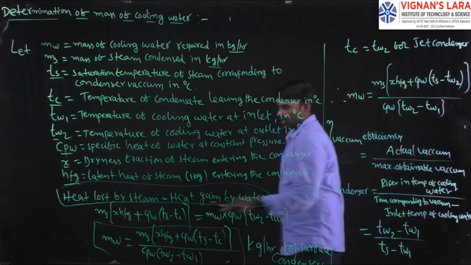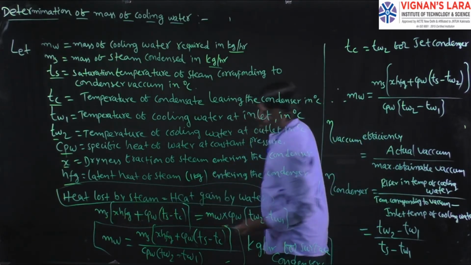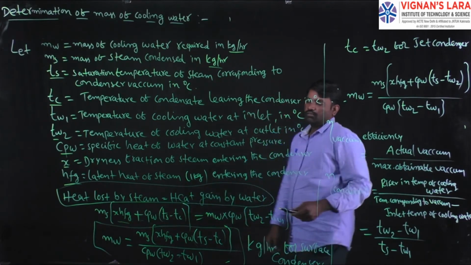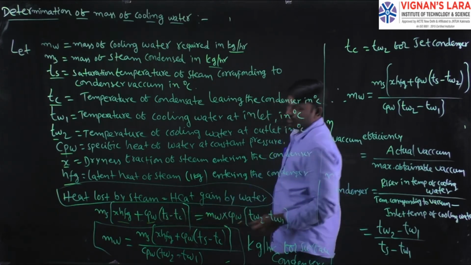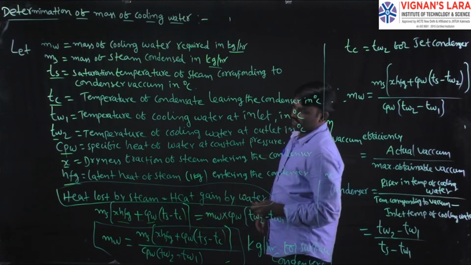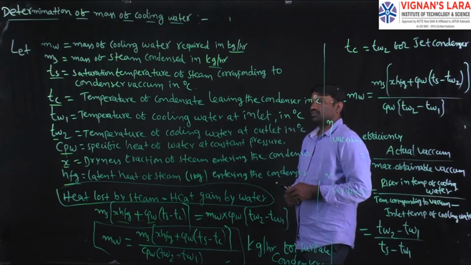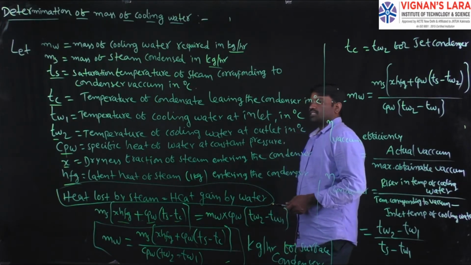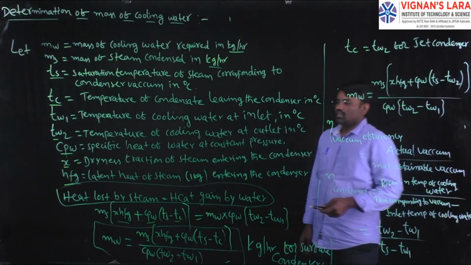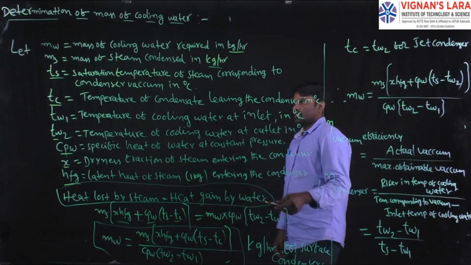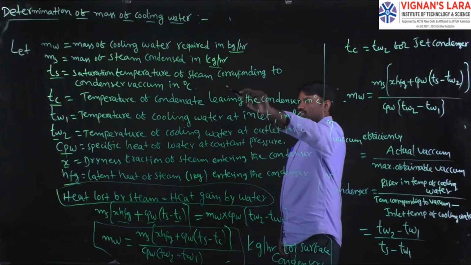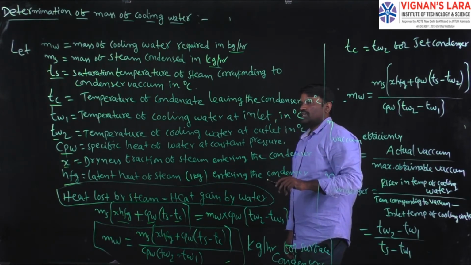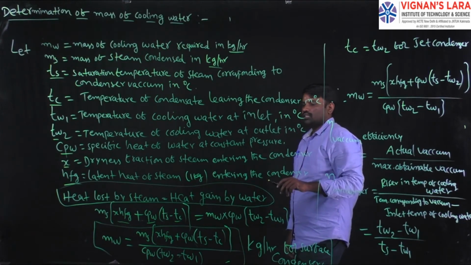The heat lost by steam we calculate based on the mass of steam into x into hfg, this is the latent heat of steam, plus cpw, the specific heat of water, into Ts minus Tc. Ts is the saturation temperature of steam corresponding to the vacuum. Tc is the temperature of condensate leaving the condenser. During the condensation process we have to read the saturation temperature, and after condensation the temperature of condensate leaving the condenser also we have to read.